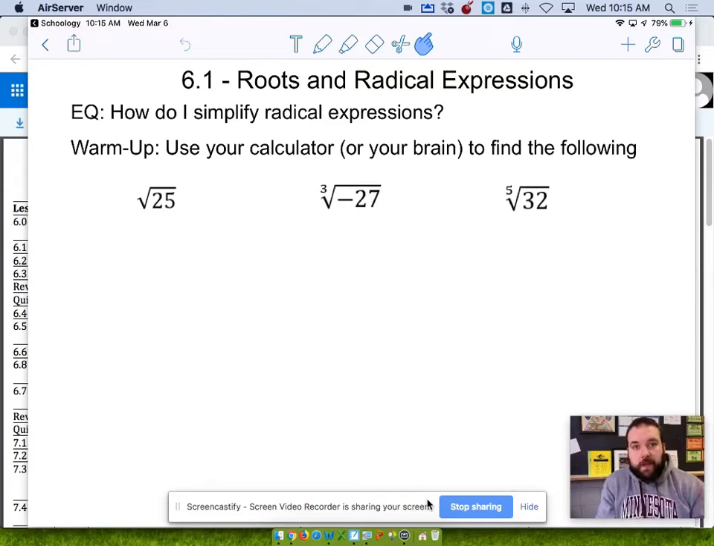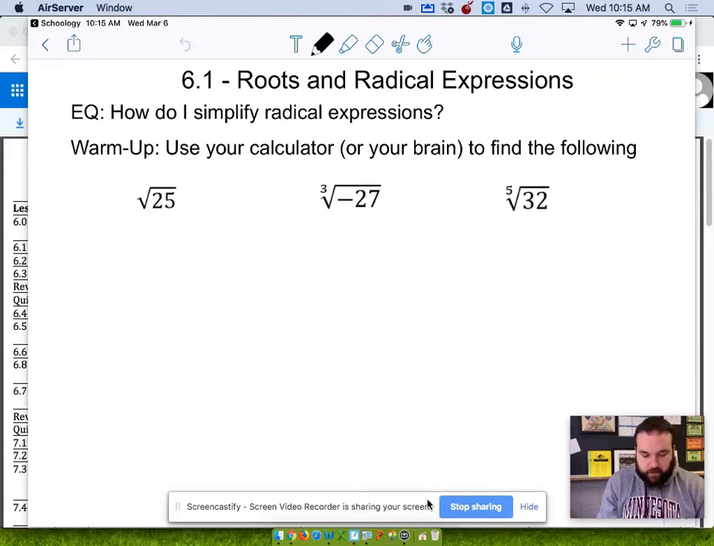All right, welcome back. Today we're going to do section 6.1, which is roots and radical expressions. So today will be a little bit heavier on the vocab. Our EQ is how do I simplify radical expressions? We first have to define what that means.